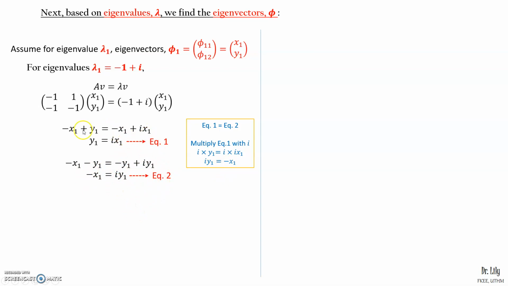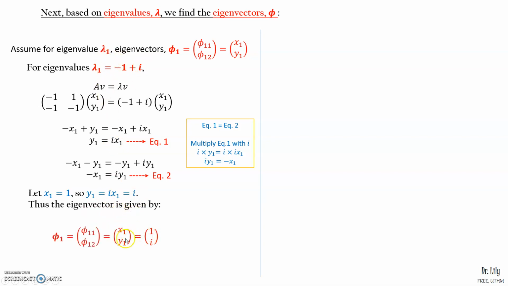Okay, so once you dah dapat persamaan ni, you boleh anggapkan X1 adalah 1. So, katakan X1 adalah 1. So, Y1 sama juga dengan I. Okay, jadi eigenvector untuk this eigenvalue diberi sebagai 1 dan I. Okay, bila X1 adalah 1, Y1 adalah I. So, that's why this is the eigenvector for the eigenvalue.